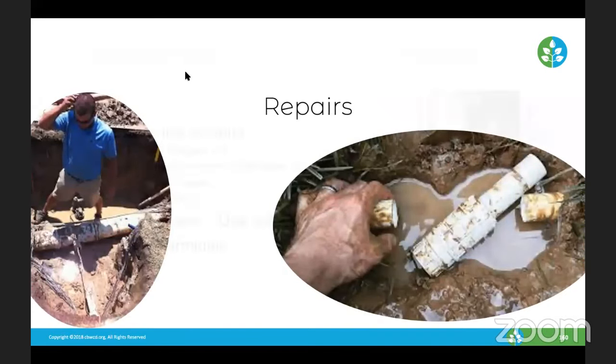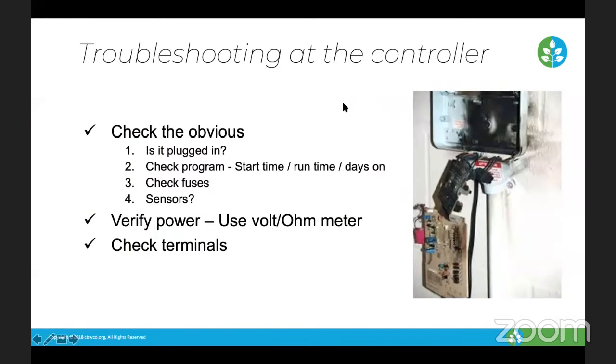So for repairs, troubleshooting your irrigation controller, you want to check the obvious. I don't know how many calls I've had or times I've run into this: the irrigation controller just wasn't plugged in, right? Oh, it's not working. I don't know what's happening. Everything's dead. Somebody came in and unplugged it, not knowing.